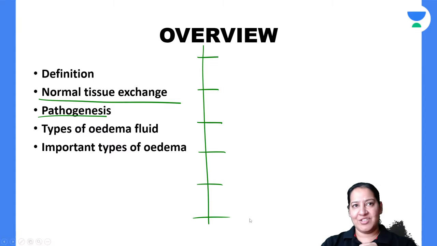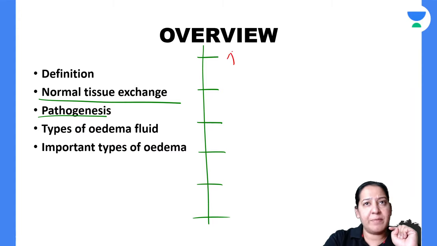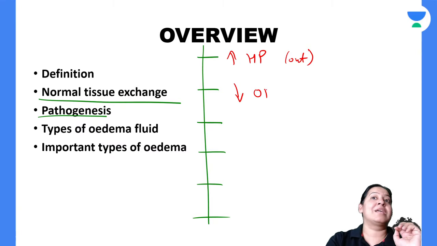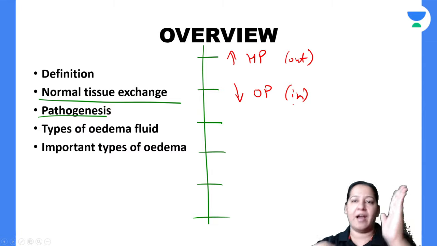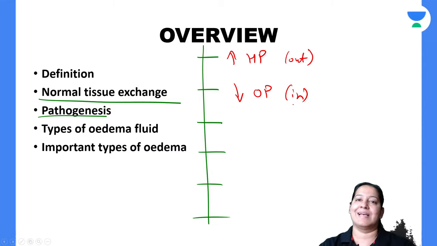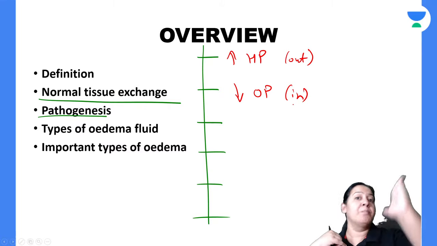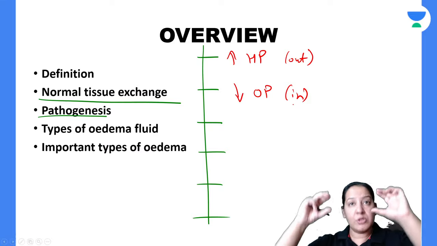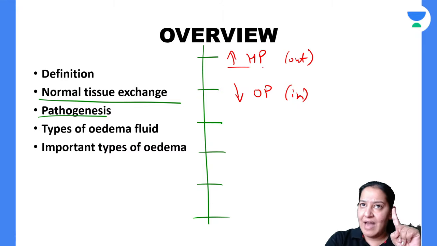So normal tissue exchange, you have understood. If by any reason the hydrostatic pressure of the capillary increased, hydrostatic pressure is outward, na? If outward pressure is increased or inward pressure is decreased, that will lead to accumulation of fluid. Coming is more and going back is less. Normally coming is with 13 mm and going back is 13 mm. But if coming with more and going back is less, the fluid gets accumulated. Coming with 13, going with 10, so 3 mm fluid gets accumulated. So that is the story. So the first reason is an increase in hydrostatic pressure.